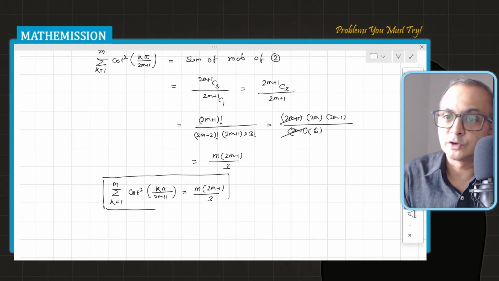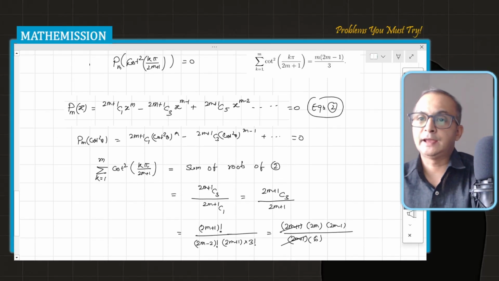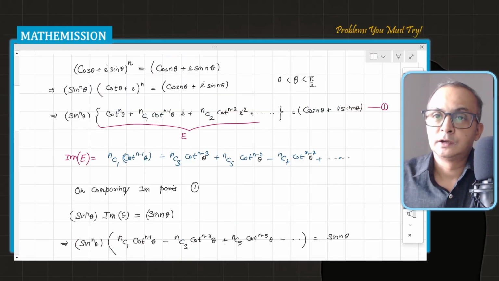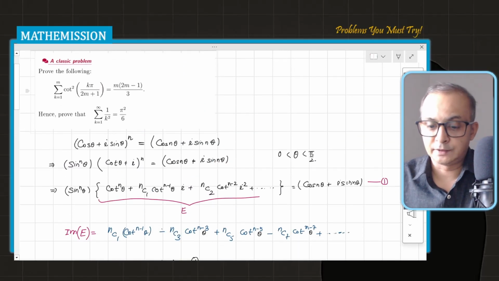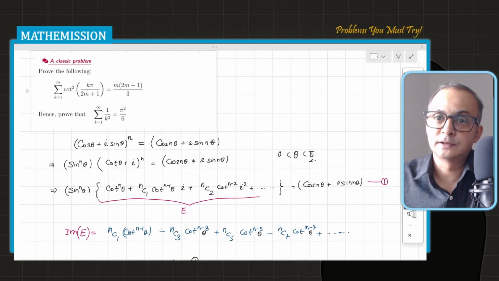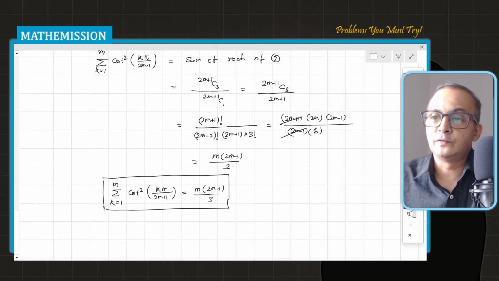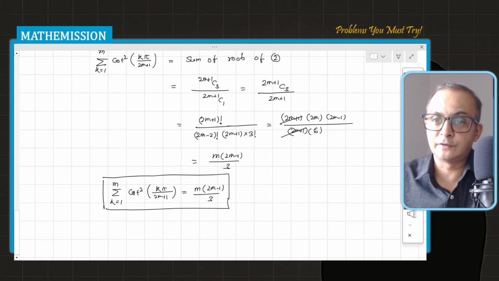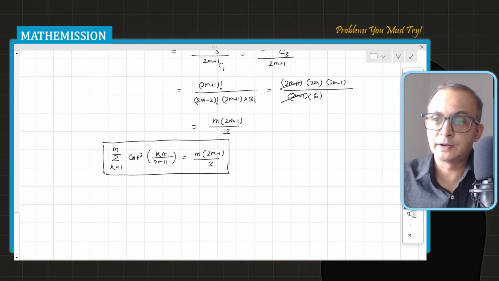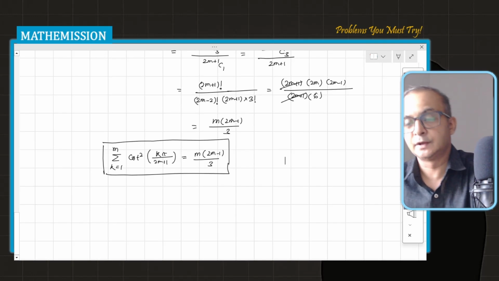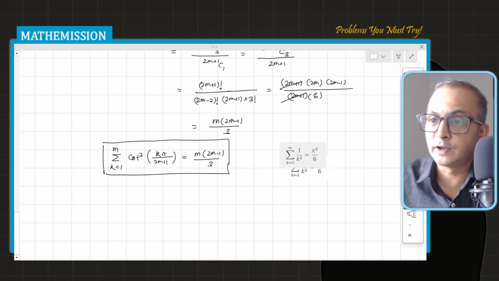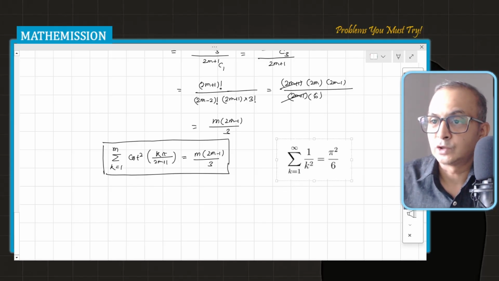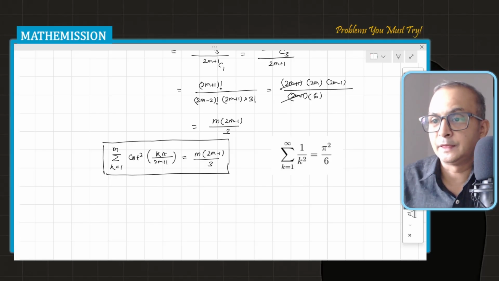The second part of the question is, I have to prove this relation, the sum of 1 by k square, to infinity actually. You notice that this was for the finite value, k goes from 1 to m. But now with the help of this finite sum, we are going to prove the infinite sum. How do we prove it? Let's see. This I have to prove.